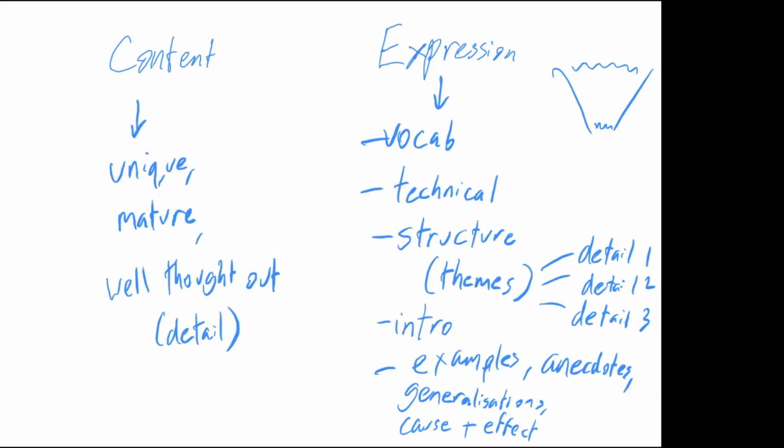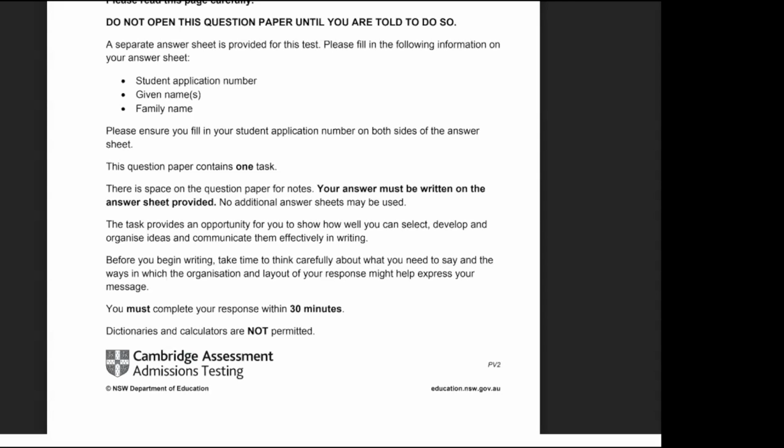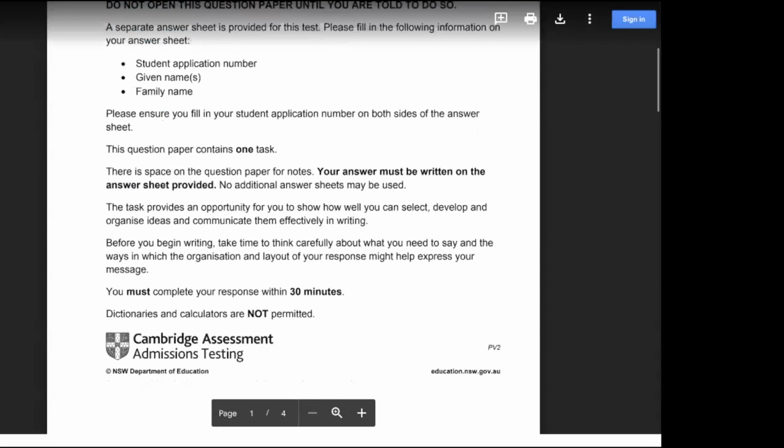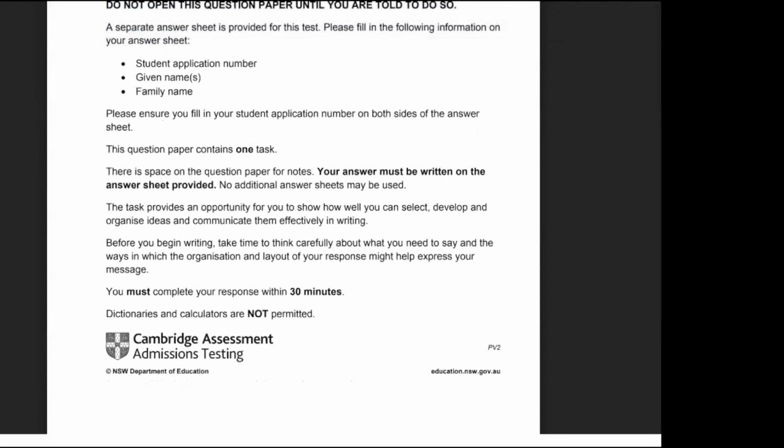If you want to make it really, really mature, then you can also start to think about other bits of evidence, thoughts, reasons, examples from your life, maybe even current affairs. Anything that's relevant should all be put into your body paragraph. One other thing I want to draw your attention to is going back to the front page for the sample paper, specifically this part over here, which says the task provides an opportunity to show how well you can select, develop, and organize ideas and communicate them effectively.